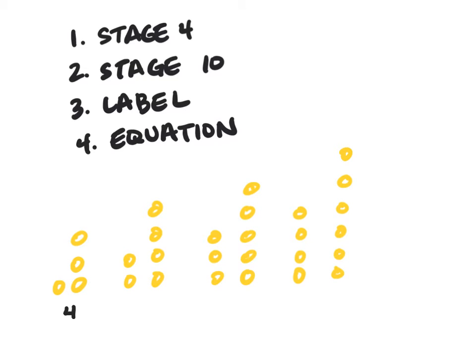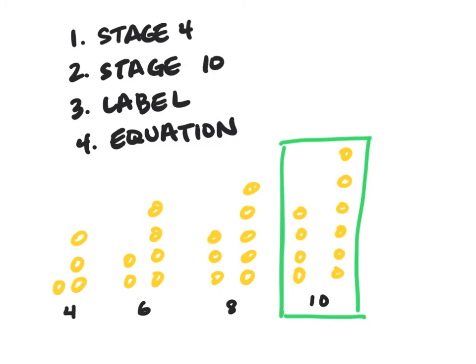So here I've got 4. This is stage 1. In stage 2, I've got 6. In stage 3, I've got 8. And in stage 4, I've got 10. Here's what I think stage 4 is going to look like.